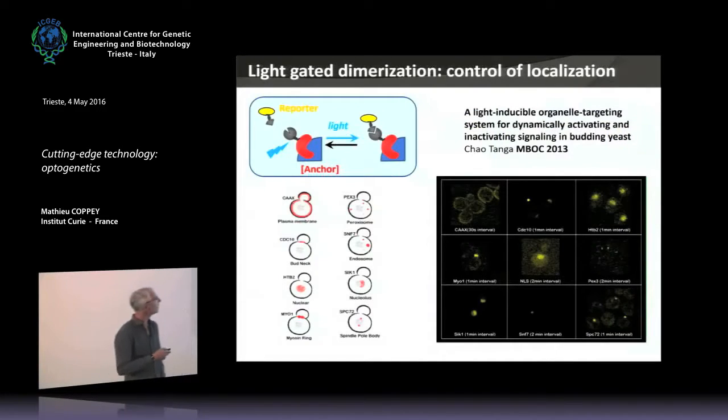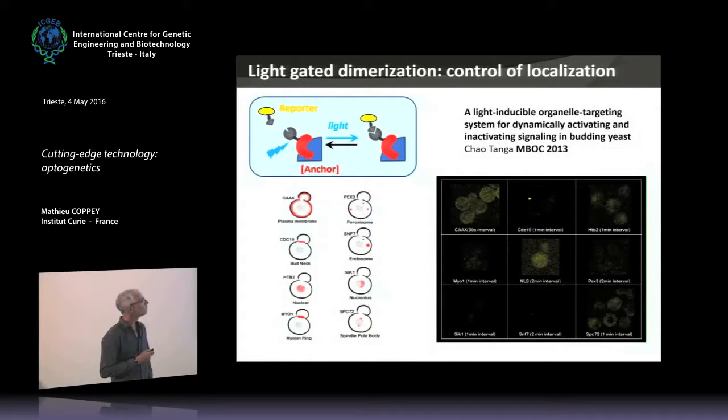Something that I will discuss a bit later is this idea of dimerization. So you have two proteins now. The main use of this approach is to fuse one of the proteins to the photosensitive partner, with a tag that will target a specific compartment within the cell. So you have an anchor that is light activated, and then you have the protein of interest that you can fuse to the other partner. When you shine light, you send this protein to the compartment that you want. That's the way you can manipulate the localization of proteins within the cell.